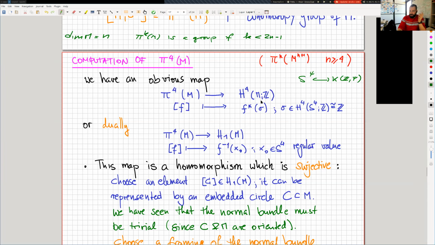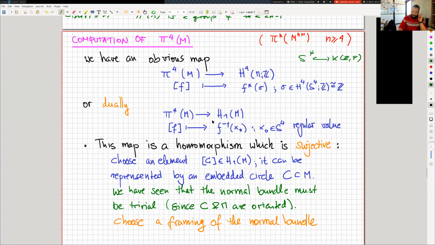Or dually, you can see it dually, which is also very nice in my opinion. What you can do is the following: you take a map from M to S4 and pick a regular value. A regular value is a point in S4 such that the pre-image consists of points where the differential has full rank. In this case, the inverse image of this point is a submanifold of dimension 1. And by a lemma of Sard, regular values always exist.